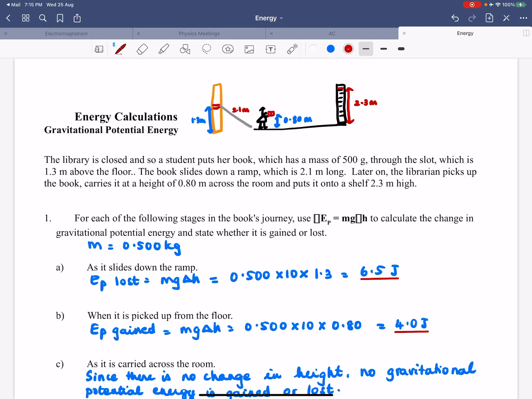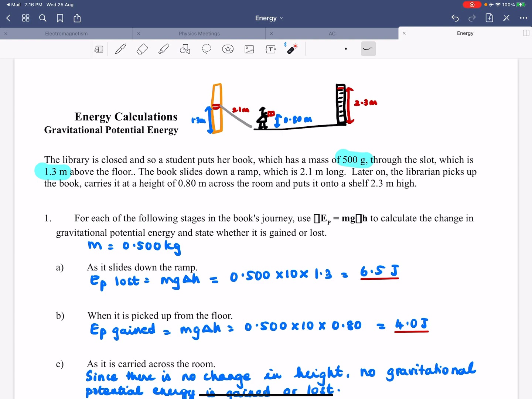Everybody, I've had a request to go through this worksheet, so I just drew a little diagram. So here we are. The library door is closed, and a student puts her book, which has a mass of 500 grams, through the slot which is 1.3 meters above the floor. The book slides down a ramp which is 2.1 meters long, so that's our ramp. This is how high the book is falling from.